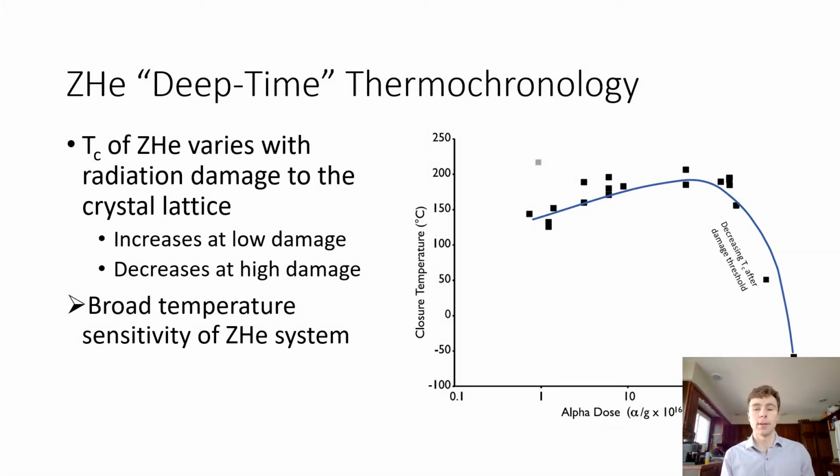Zircon-helium deep time thermochronology formed the real meat of our study. This is because the closure temperature of zircon-helium varies with radiation damage to the crystal lattice. Specifically, at low levels of damage, the closure temperature increases. After a damage percolation threshold has been surpassed, it sharply decreases. This gives the zircon-helium system a broad temperature sensitivity, which we can exploit to model deep time thermal histories.